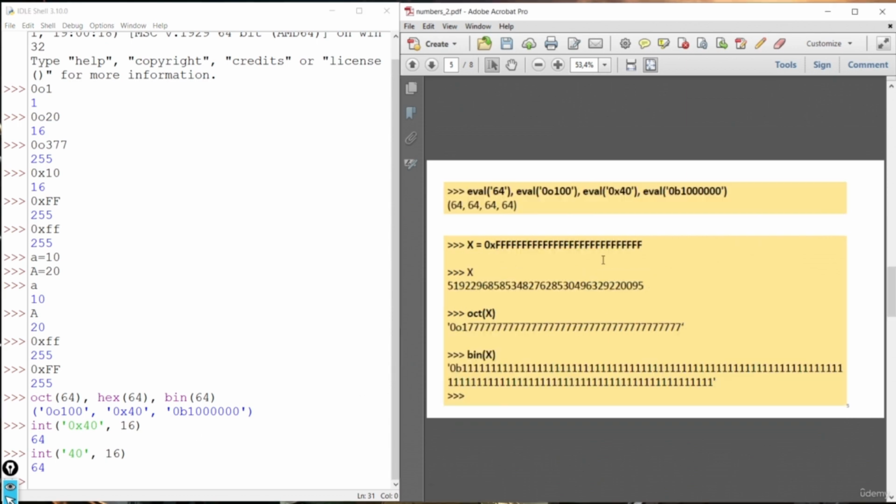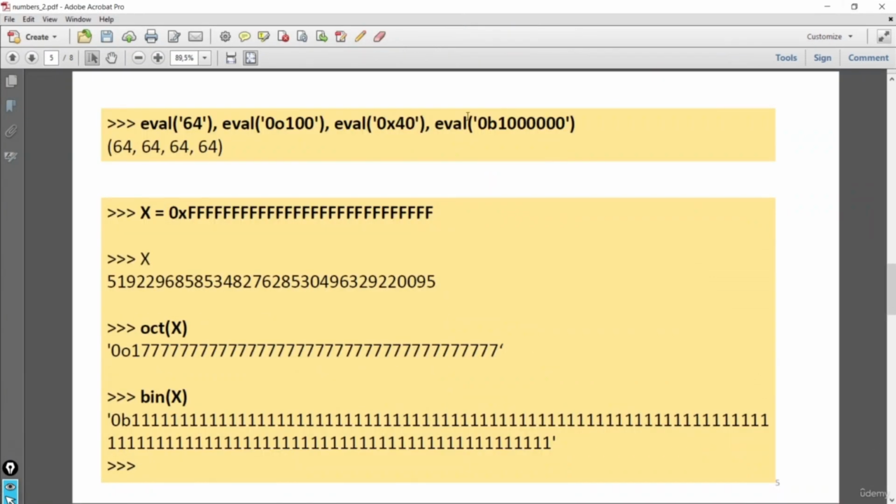Okay, let me go on with the next slide. Conversion can also be achieved using the eval function. We just type eval, and these hexadecimal numbers, binary numbers and octal numbers, this is a decimal number itself, are converted to their decimal equivalents.